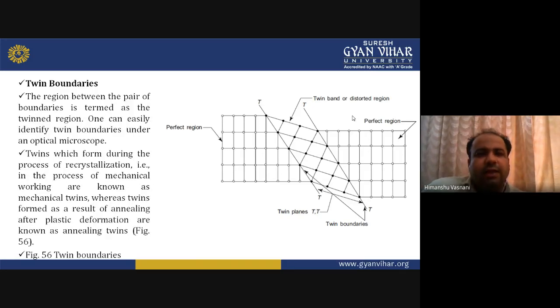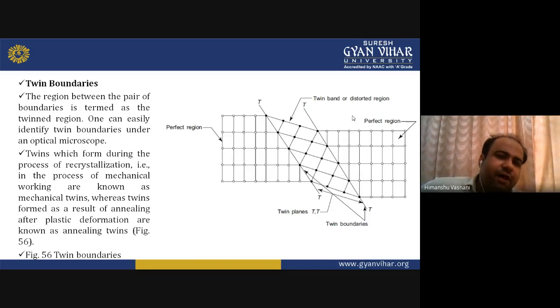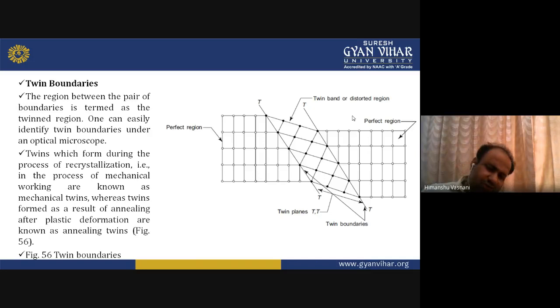Twin boundaries. Here the region between the pair of boundaries is termed the twinned region. One can easily identify twin boundaries under an optical microscope. I was telling you also that these structures can be easily studied under a microscope, because you can easily magnify.